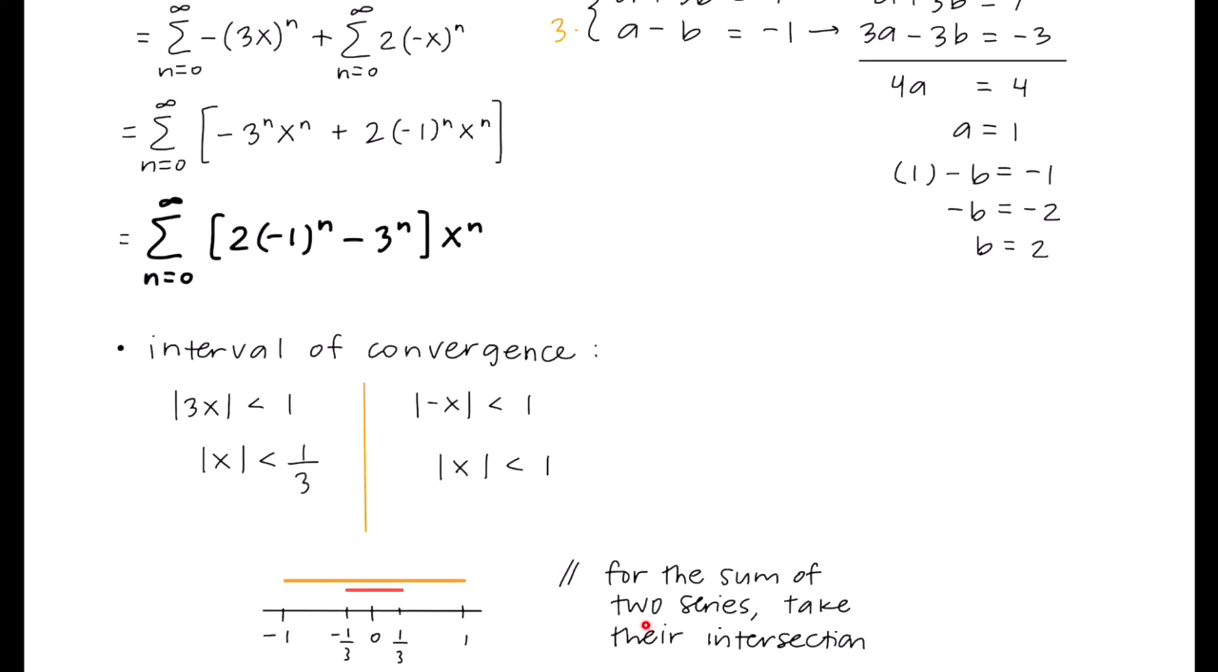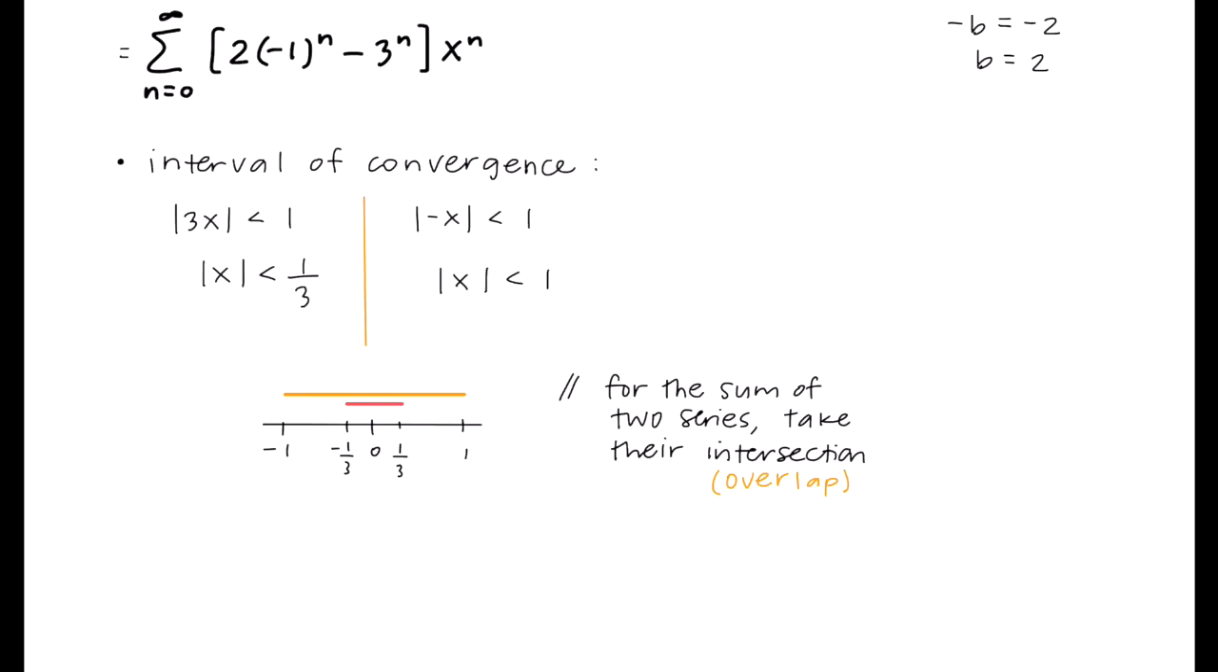So when you have a sum of two series like we had up here, to find the interval of convergence for the entire sum, what you do is you take their intersection. Or another way to think of it would be where the two intervals overlap. So their intersection, or where they overlap, ends up being from negative 1/3 to positive 1/3. So our interval of convergence for our series is going to be negative 1/3 to positive 1/3, not inclusive.